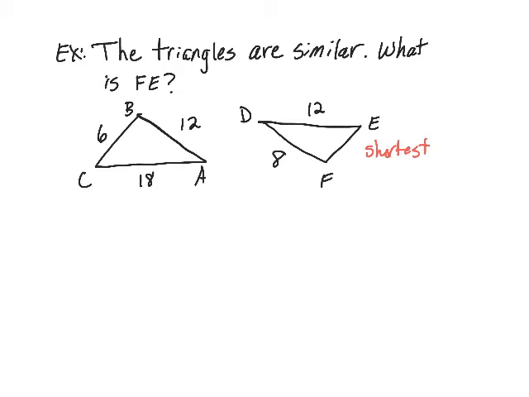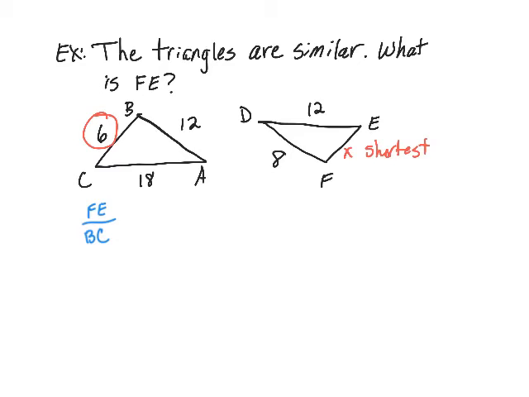Okay? So that's the one I need. Well, if I look over at my original triangle, the shortest side is going to be 6. So x is going to go with 6. If I wrote this out in letters, which you don't necessarily have to do, FE is going to go with BC.